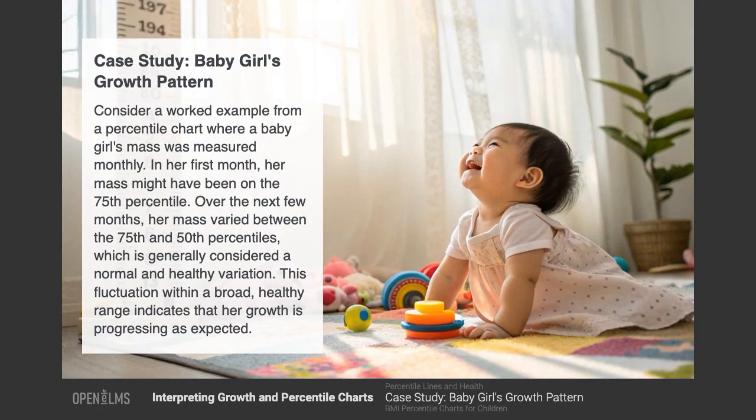Case Study: Baby Girl's Growth Pattern. Consider a worked example from a percentile chart where a baby girl's mass was measured monthly. In her first month, her mass might have been on the 75th percentile. Over the next few months, her mass varied between the 75th and 50th percentiles, which is generally considered a normal and healthy variation. This fluctuation within a broad, healthy range indicates that her growth is progressing as expected.